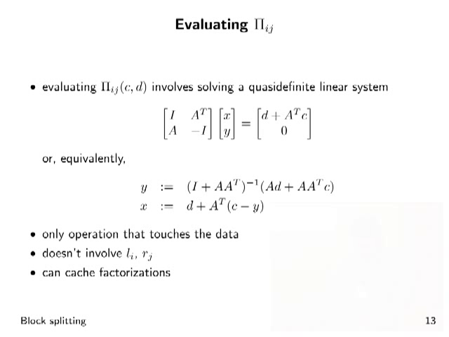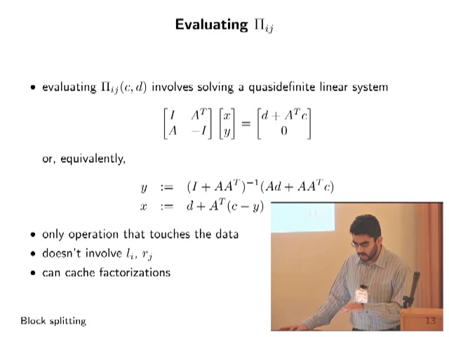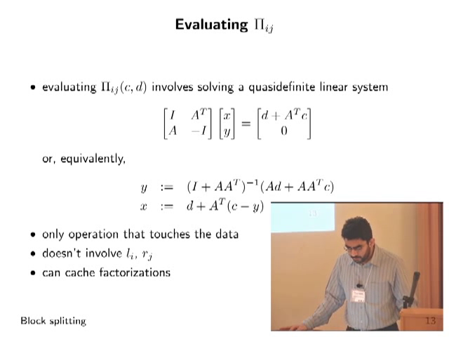So an important thing to observe is that this is the only operation in the entire algorithm that actually touches the data. So the prox steps that handle the loss and the regularization don't ever touch the data. It only appears in this. Those are the nonlinearities in the algorithm. The data only ever appears in this linear operator.